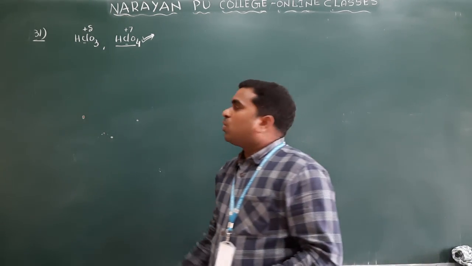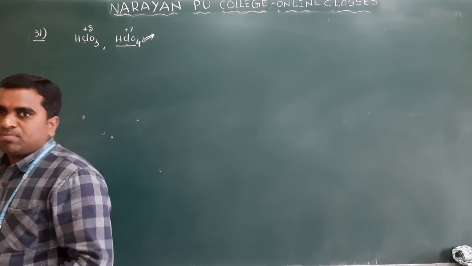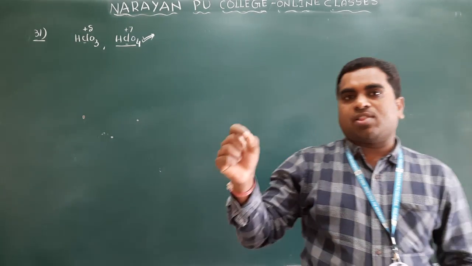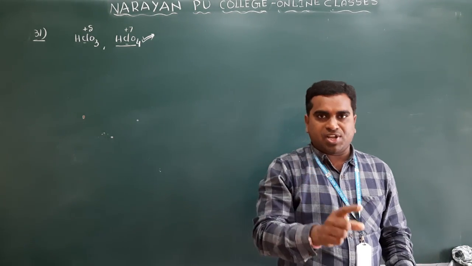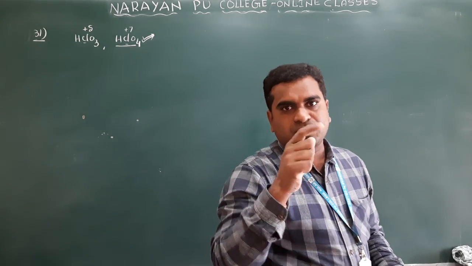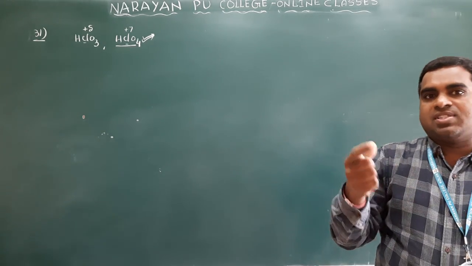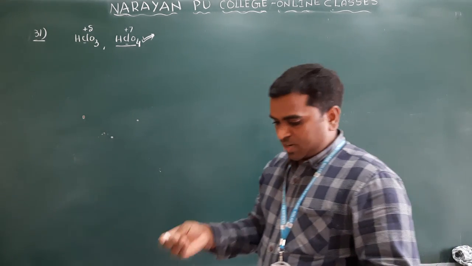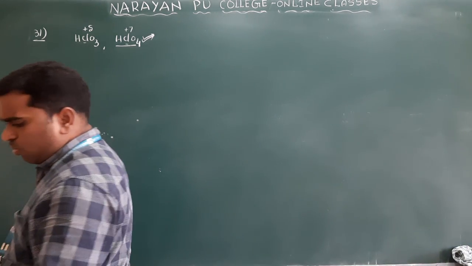For compounds of the same central atom, you have to see the highest oxidation state. Greater the oxidation state, greater will be the acidic nature. If the compounds have different central atoms, then you have to see the electronegativity. Acidic nature is directly proportional to electronegativity. Which is having high electronegativity, that is the more acidic.